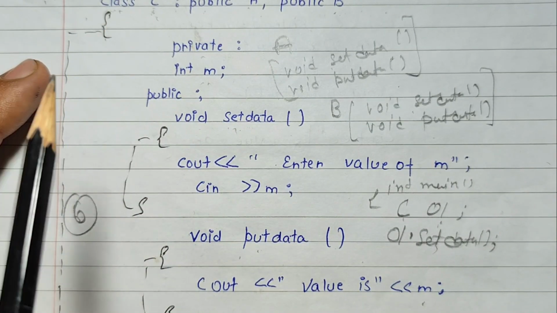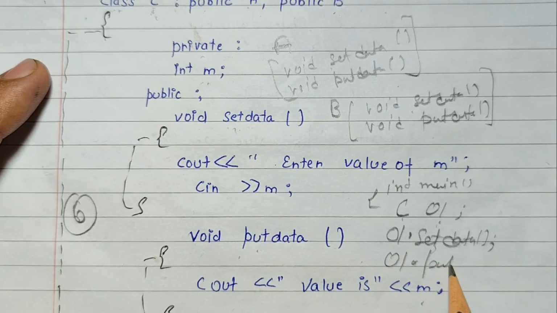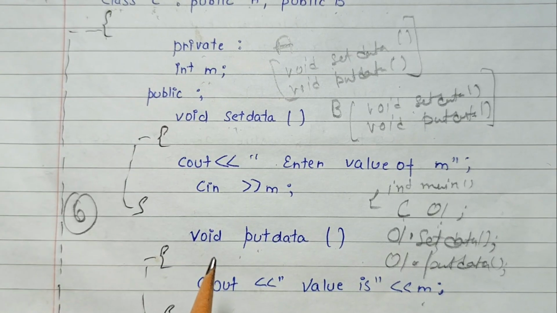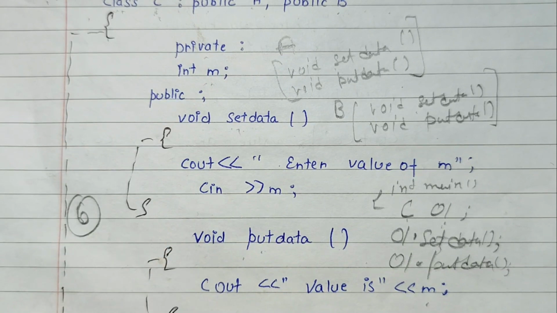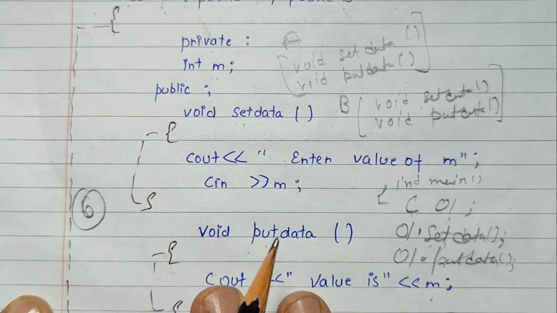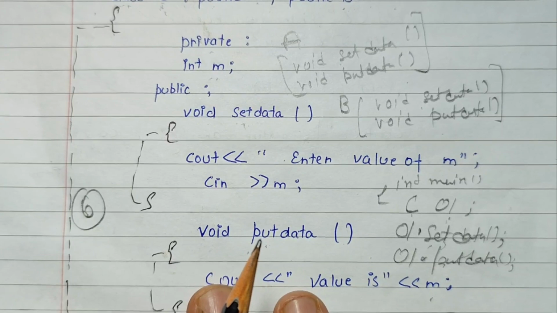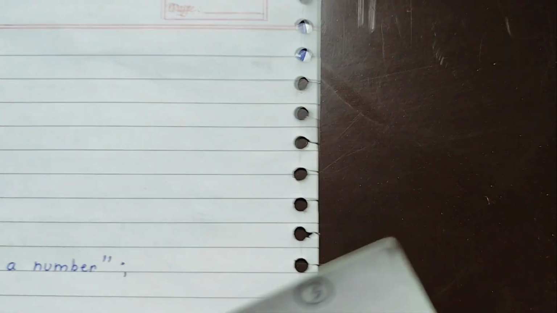So when multiple copies are created, it means when you call o1.set data or o1.put data, at this time ambiguity occurs. In the dialog box, the compiler shows you the message that set data is ambiguous, put data is ambiguous. Now we have to solve this issue. Now we discuss the solution to solve this problem.